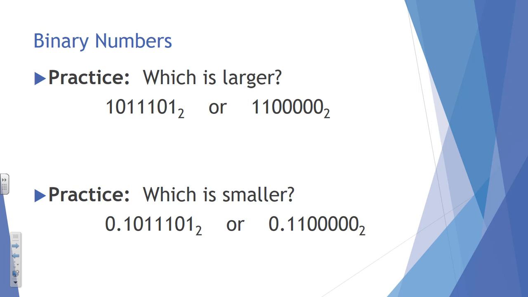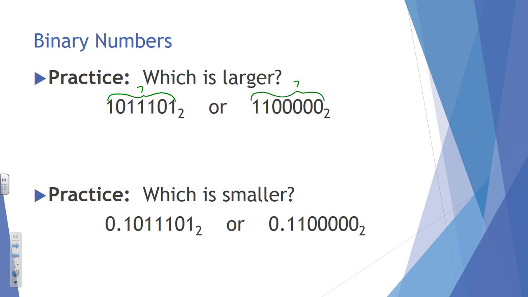So before we move on, let's look at a couple other aspects of the binary system. Which number is bigger, 101,1101, or 110000? Well, you'll notice that both of these are occupying 7 digits.